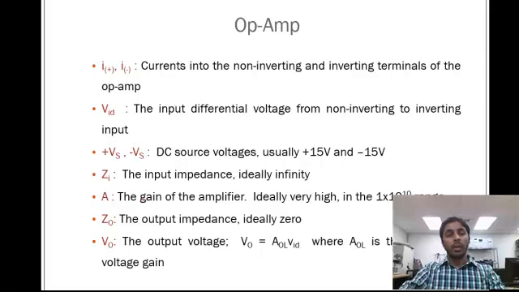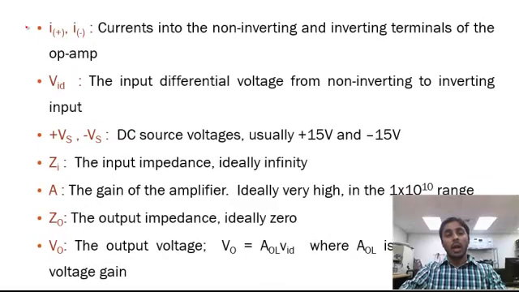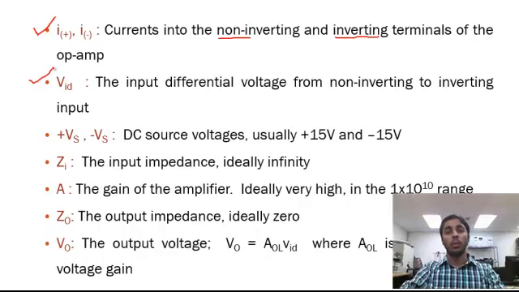Similarly, I plus and I minus, as I spoke before, are the currents into the non-inverting terminal and into the inverting terminal of an op-amp. VID stands for input differential voltage. Again, it's always differential, meaning that the operational amplifier will always amplify the difference between the input terminals.